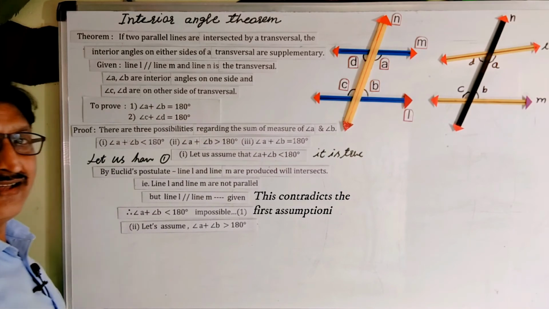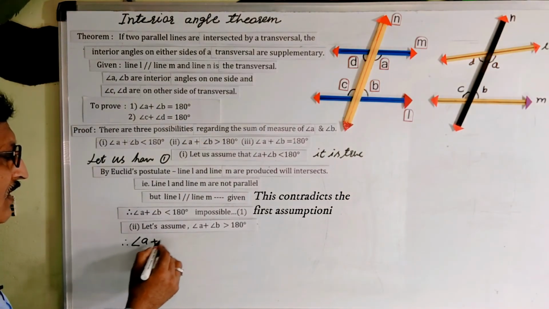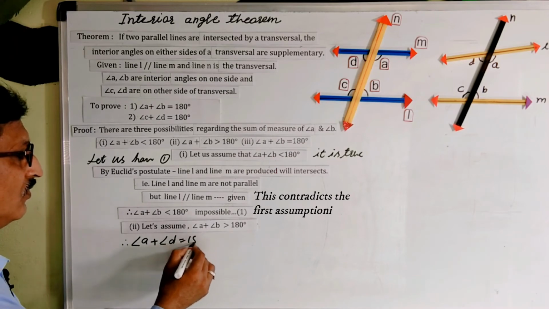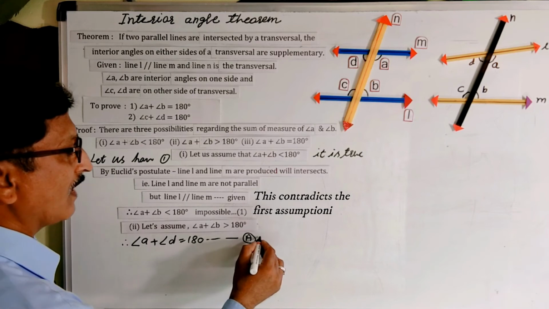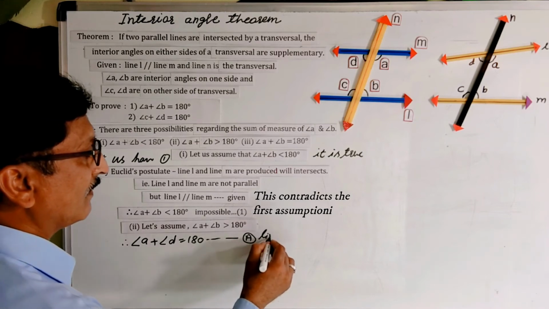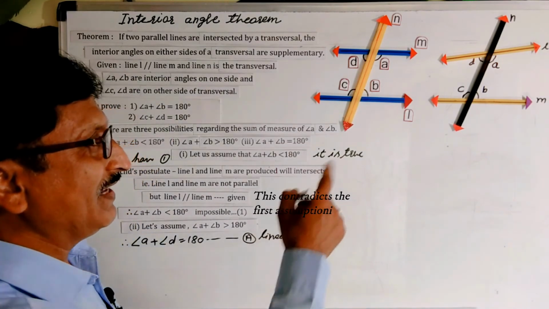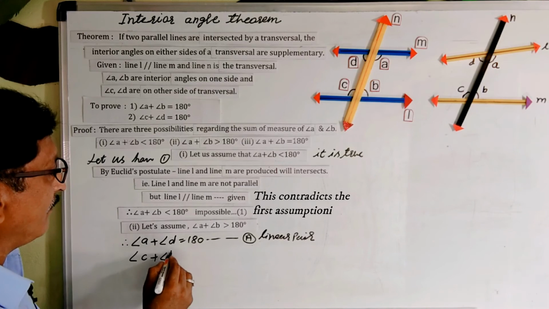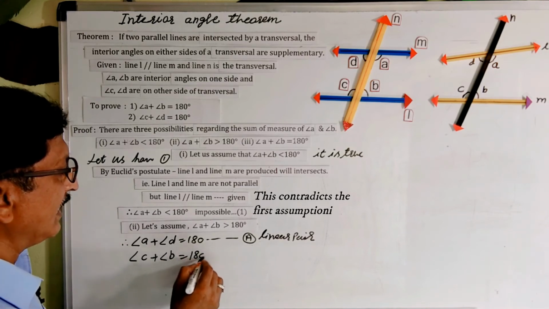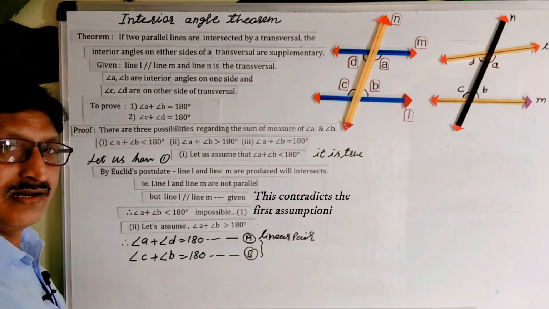What are they? These are a linear pair, and therefore you can write angle A plus angle D equals 180 degrees. Say this is equation A. Why? Linear pair. Now what is the second linear pair? That is angle C plus angle B equals 180 degrees. Say this is equation B. Both have the reason linear pair.